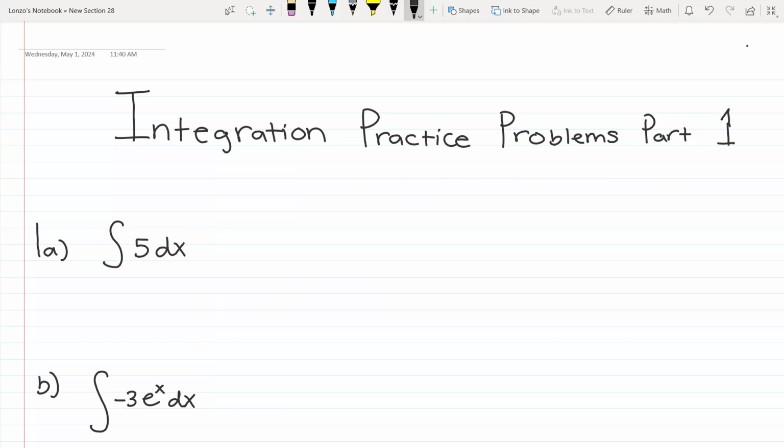Hello, and this is part one, practice problems of integration. These practice problems will require a review of power rule, some trig integration rules, and the constant integration rule, but no u substitution yet. So these are pretty simple ones.